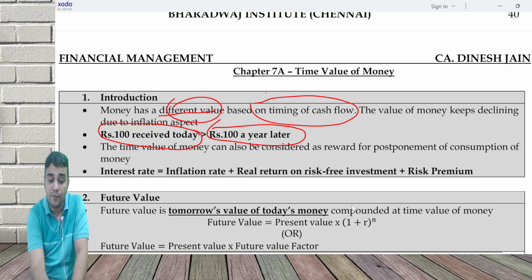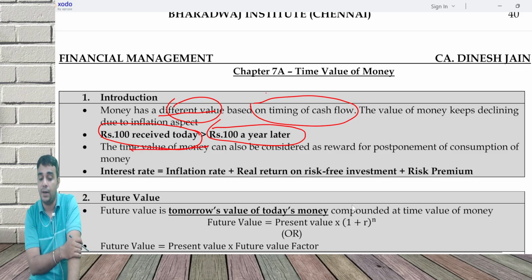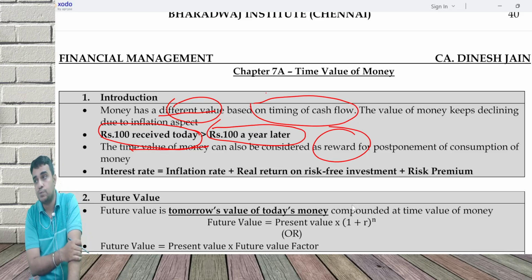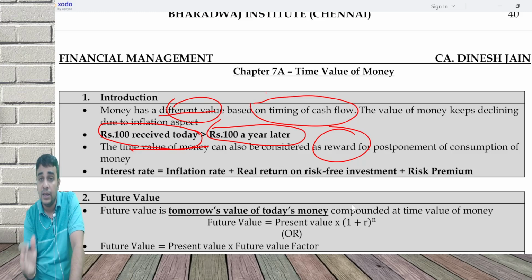Next, the time value of money. The time value of money is what? Reward. Reward for what purpose? Postponing the consumption of money. I have 100 rupees today. Or let's assume I have 1,000 rupees today. I can use it and go for a movie, go for a match, buy a book, whatever I do. If I'm postponing this, 1,000 should at least become 1,050 or 1,100 or 1,200, because I put this in a fixed deposit. I am postponing the consumption of money.